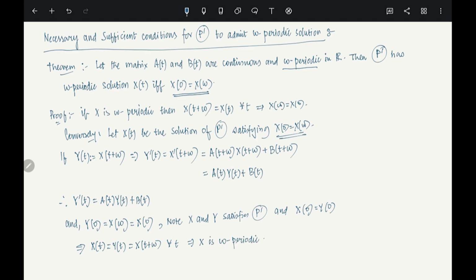Okay. So you see, you do not have to worry about periodicity. Once you have the coefficients periodic, you just have to check that x achieves the same value at the two points 0 and w. Then you have a periodic solution, exactly a w periodic solution. Clear? Okay. So now we are going to look at a corollary of this theorem.